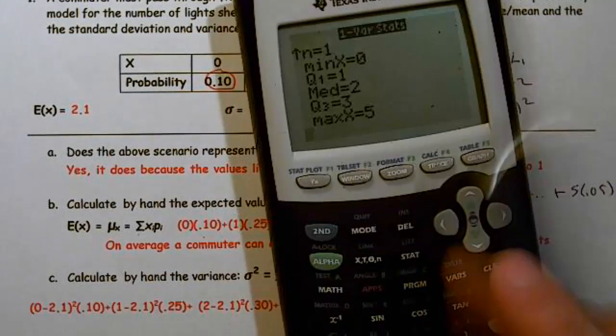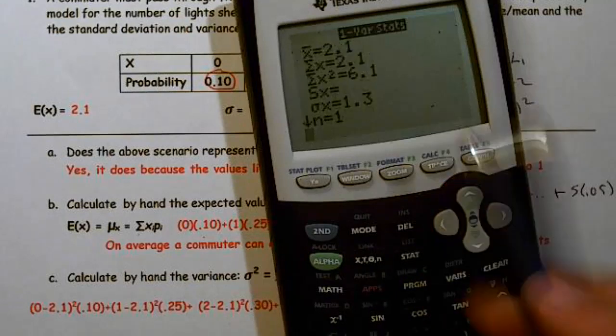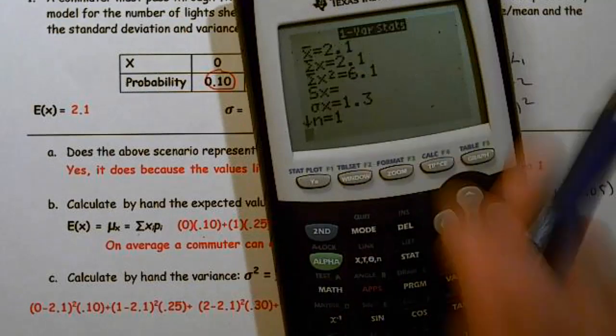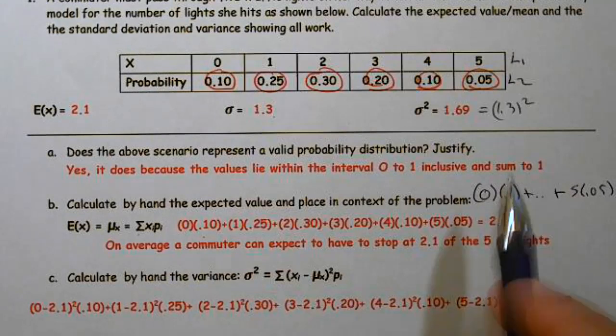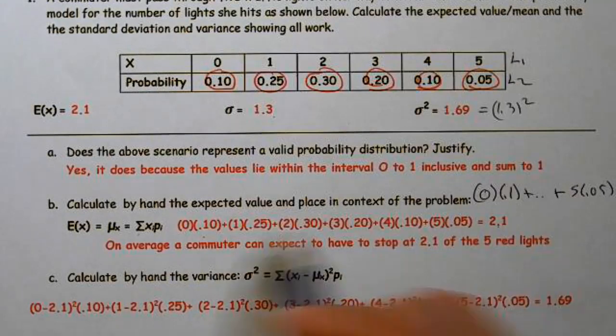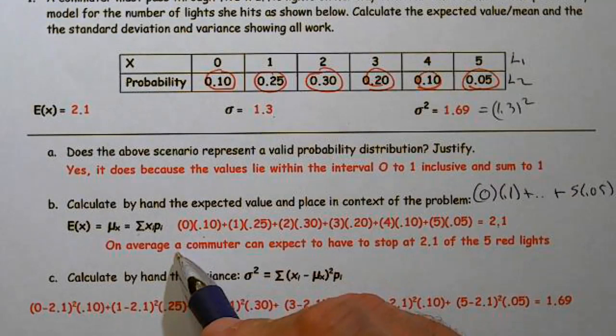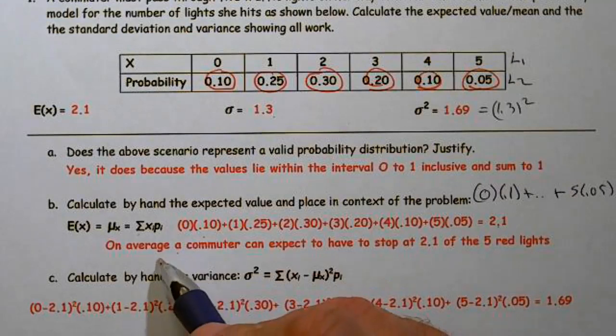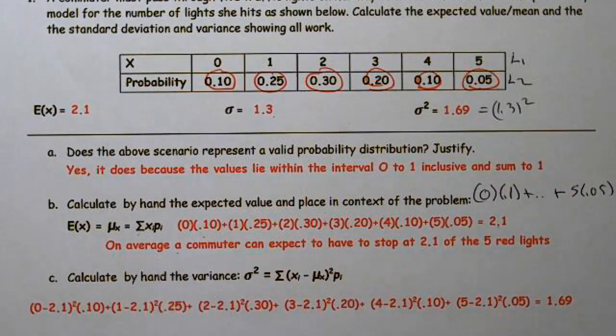And by the way, I'm going to pull those values off the calculator. I'll use the calculator for my work, but I do have to show my low and high. Then I need to explain what this means. And it means on average, or in the long run, or if we did this multiple times, or if we looked at the entire population. On average, a commuter can expect to have to stop at 2.1 of the 5 red lights. All right. So we expect them to have to stop at 2.1 lights.